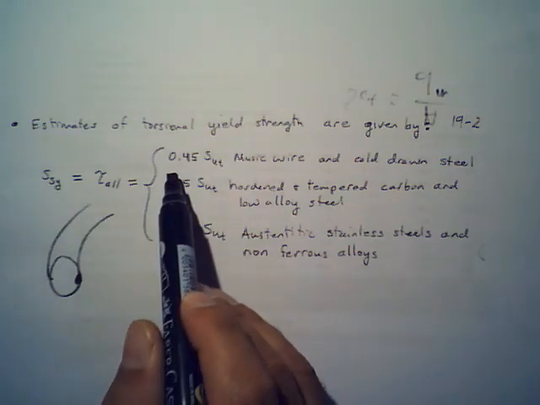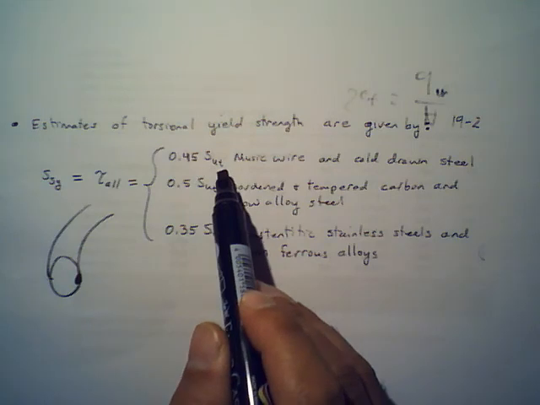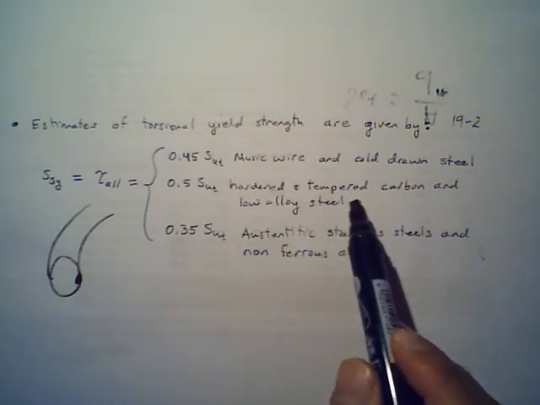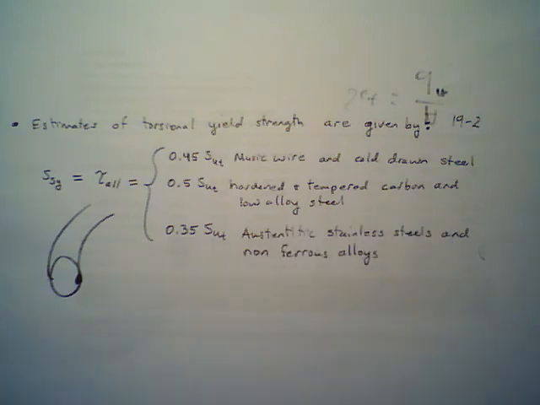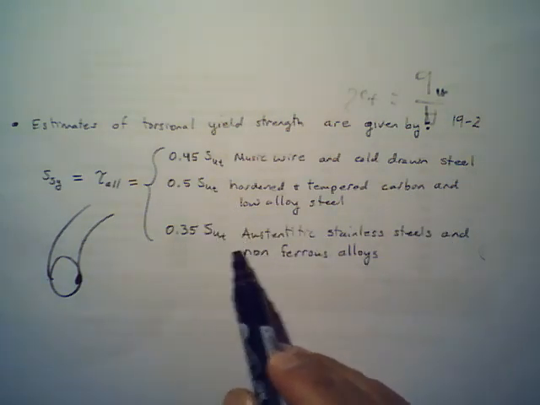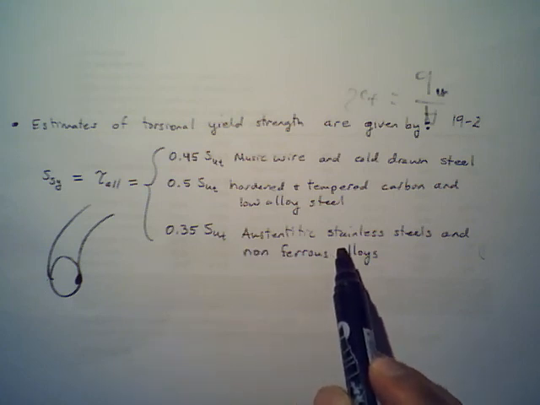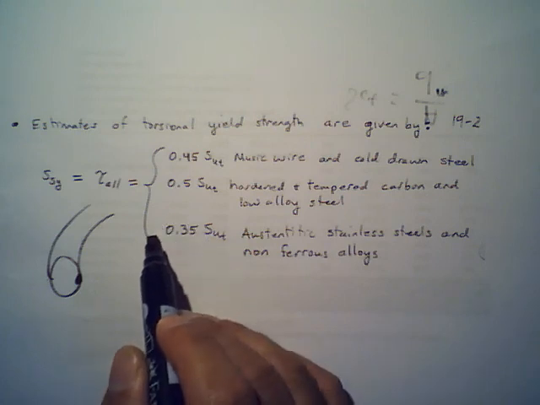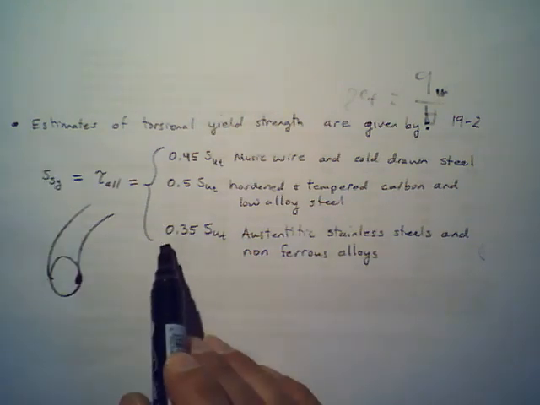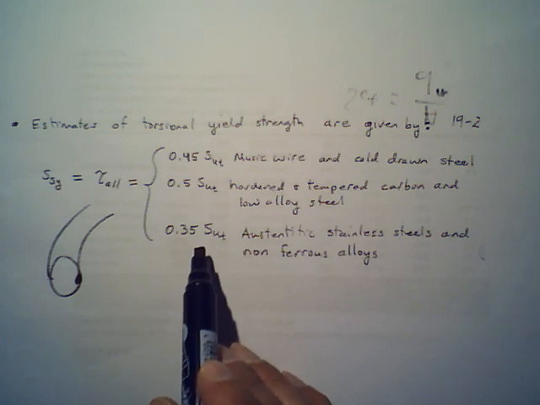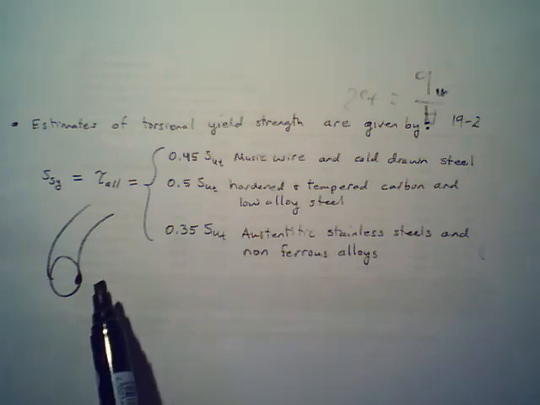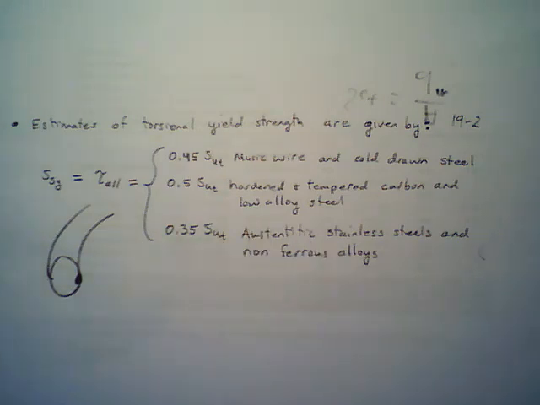Your maximum shear is going to be equal to 0.45 SUT if it was music wire or a cold drawn steel wire. For other types, if it was hardened, tempered, carbon or low alloy steel, then you would use 0.5. The last one is for austenitic stainless steel, which is a non-ferrous alloy, and in that case, your maximum shear is going to be equal to 0.35 SUT. We are going to later incorporate those in our safety factors as we allow the maximum allowable shear to be of a particular value in the compression spring.